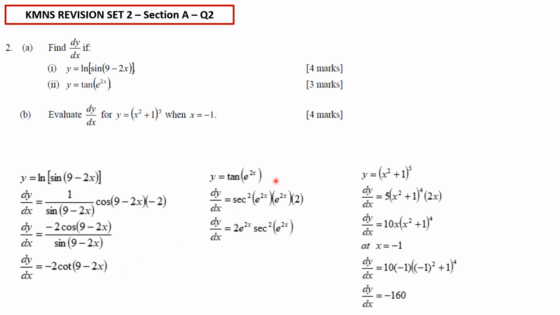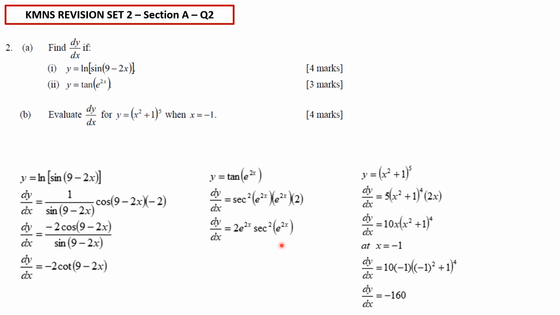Tangent e to the power of 2x. Please don't do any product rule here because it does not involve two different things. It's just one single thing, which is tangent, and its angle is e to the power of 2x. So differentiation of tangent is secant squared. The angle is the same, but we have to multiply with the differentiation of its angle, which is 2e to the power of 2x, and that is your answer.